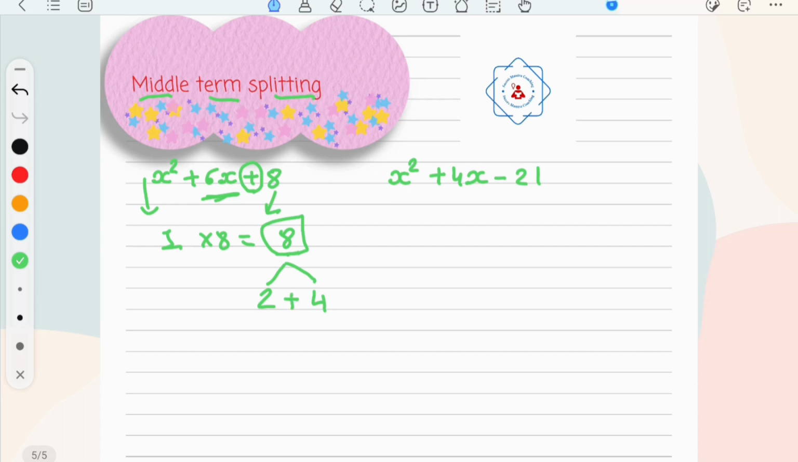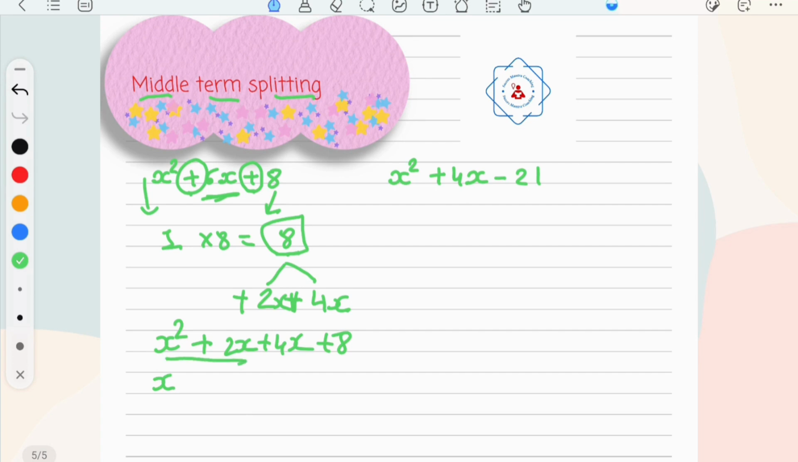Yes. Now how do we give the signs to these two terms? The sign of the middle term is given to the bigger factor, that is 4, and whatever we have to do is addition. So the same sign will be given to the other factor. So we can write x square plus 4x plus 2x plus 8.